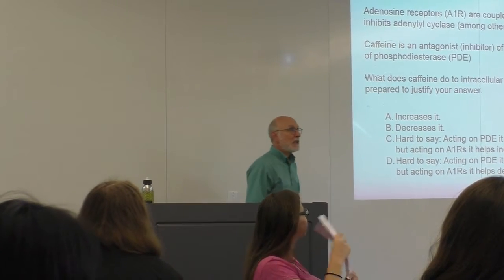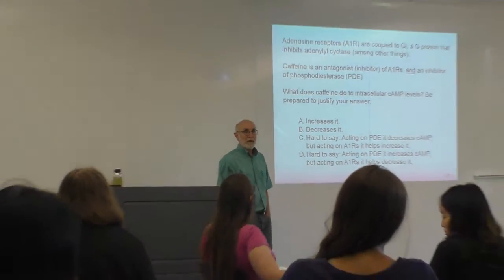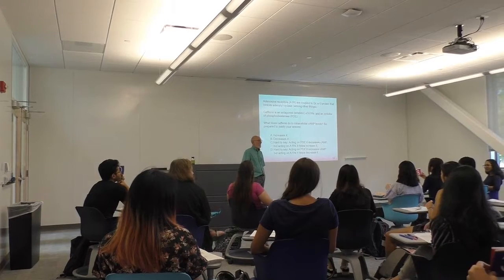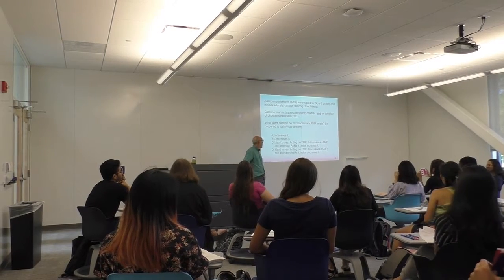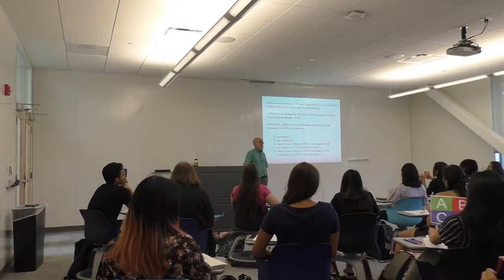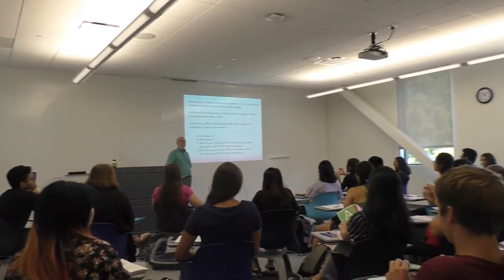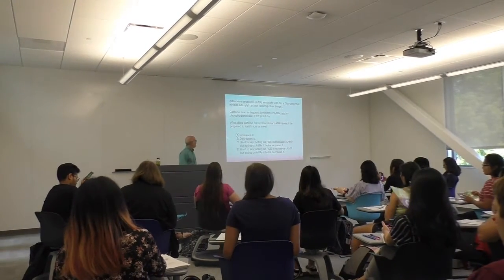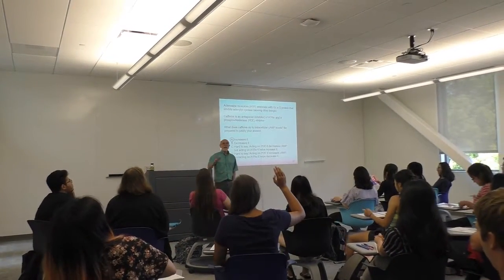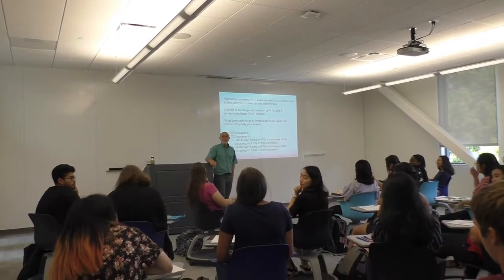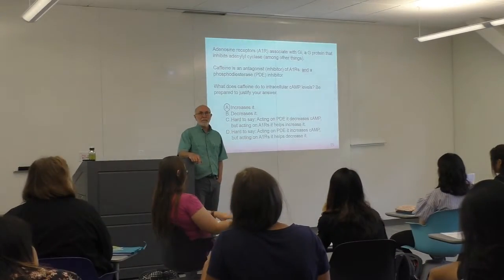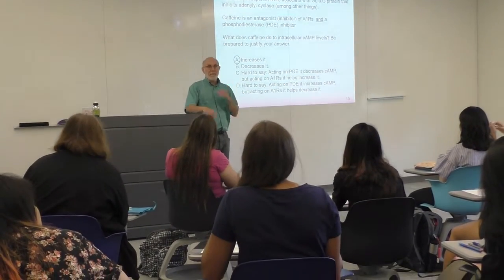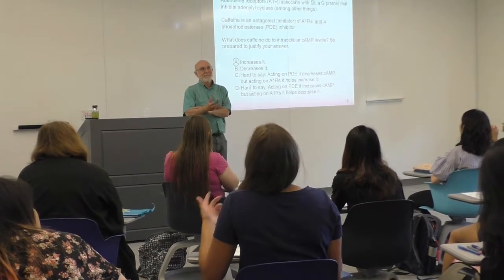Okay, show me your answer. I'll give you a hint, there's one best answer. Okay, I'm seeing a lot of correct answers. A is the correct answer. So somebody explain why A is the best answer. Natalie. So if you're inhibiting the A1Rs, you allow the Gi receptor to inhibit adenylyl cyclase. So if you inhibit the inhibitor, then you're allowing adenylyl cyclase to work.